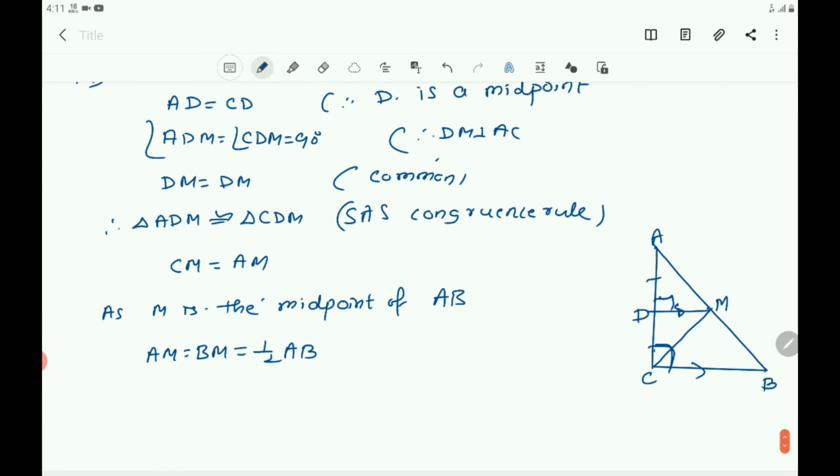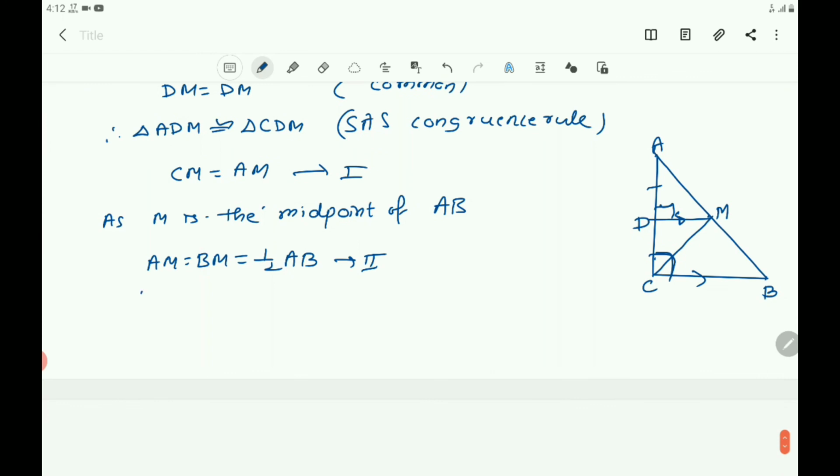Here if you consider, this is the first one and this is the second one. From first and second, what you can write here? CM equals AM equals half AB. You got the third one also. And that exercise is completed here. And also the chapter quadrilateral is completed.